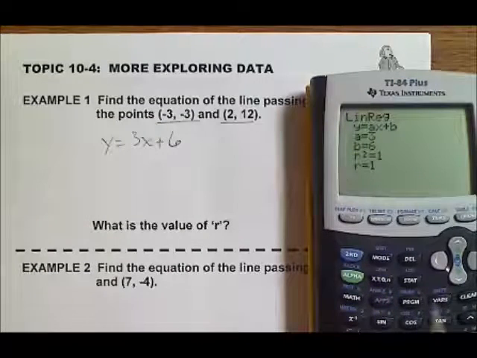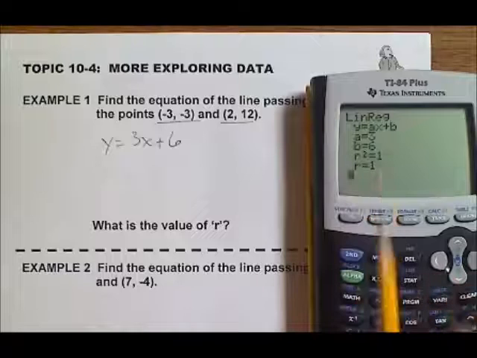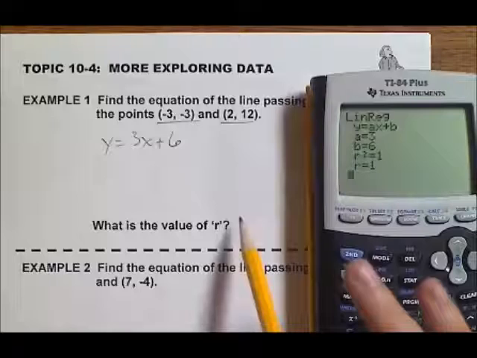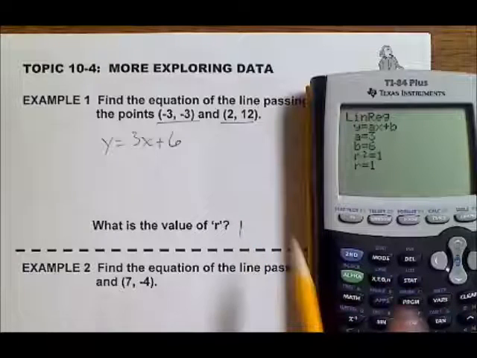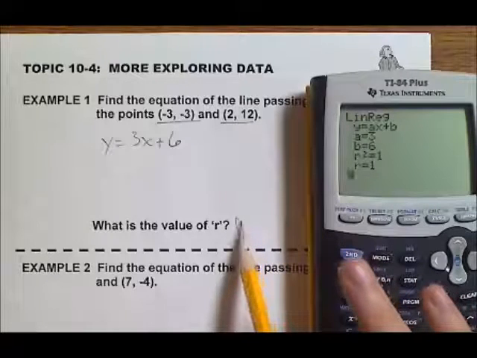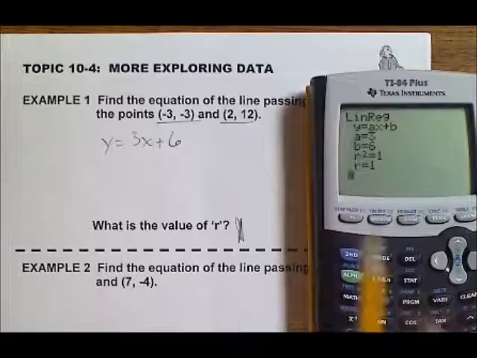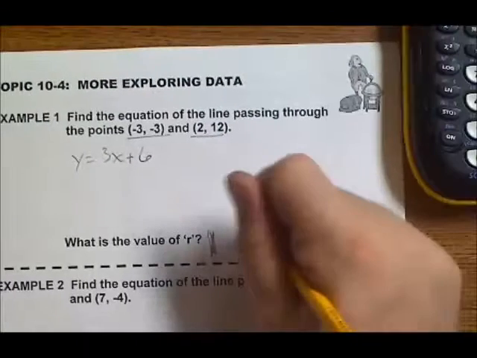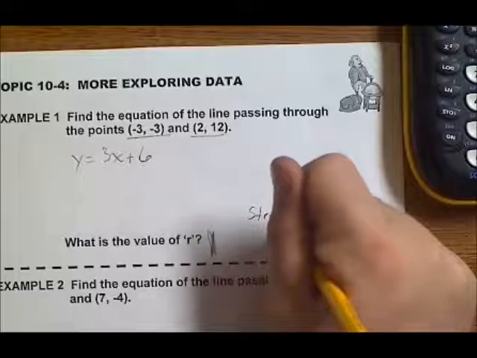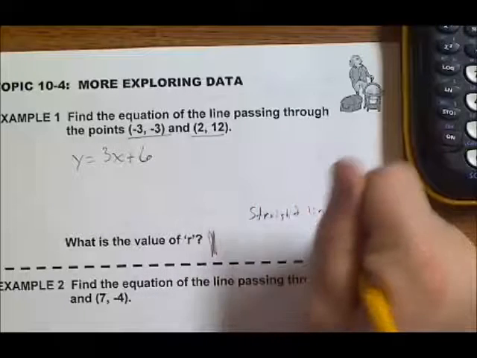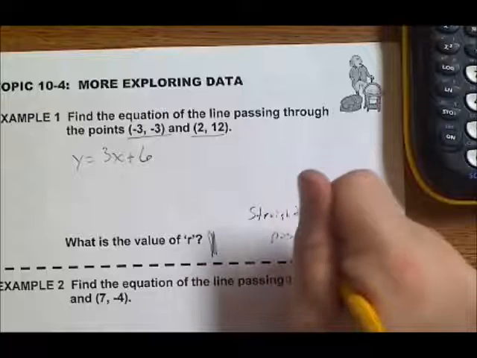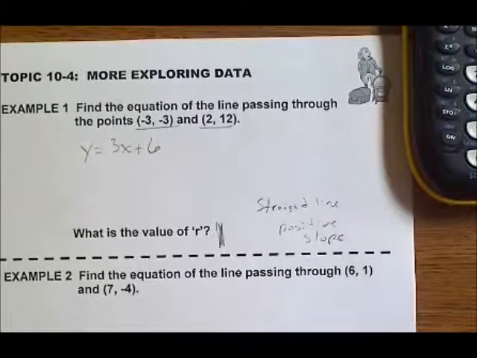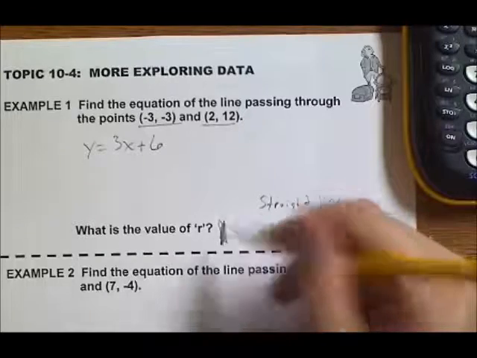And remember, R squared, we don't care about R squared. All we care about is R, and the value of R is 1. That is because our data makes a perfectly straight line. This makes a straight line with positive slope. That's why our R value is 1.